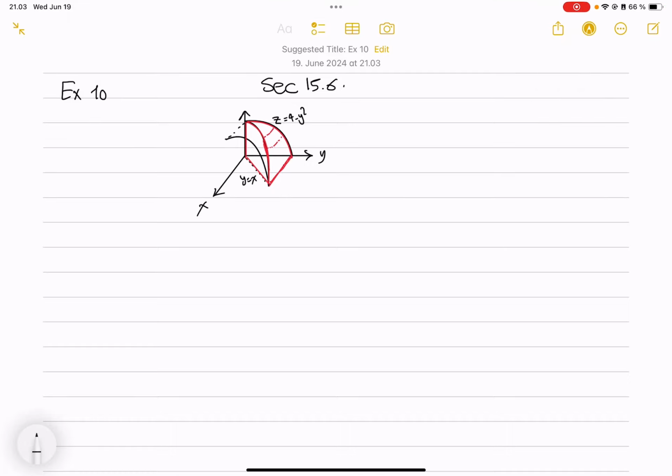Understanding section 15.6 triple integrals is all about practice. You should do a lot of exercises. So I also decided to do more examples. I'm going to do 2 examples from that section exercises beginning with 10.